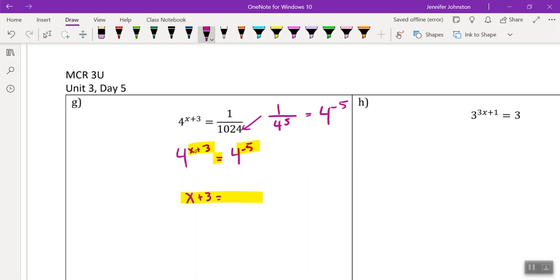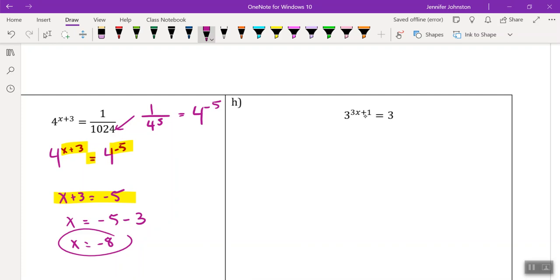All it's saying is, how do we get negative 5? What plus 3 is negative 5? That's all it's saying. All right, so what plus 3 is negative 5? Bring that 3 over to the other side, becomes a negative. That's negative 8.